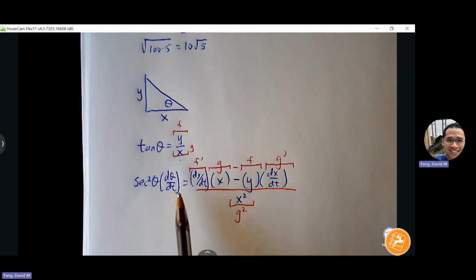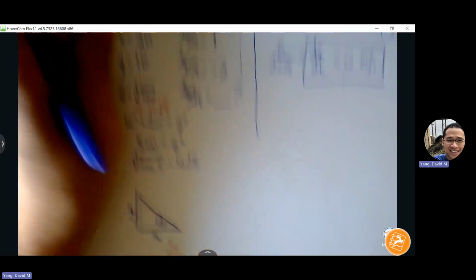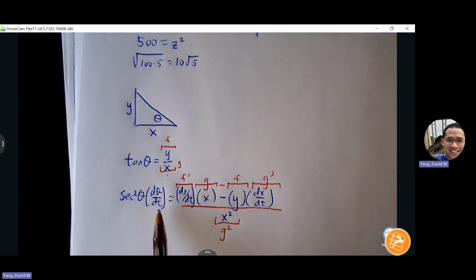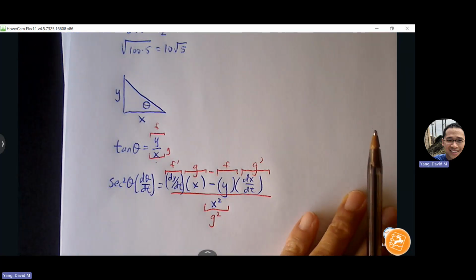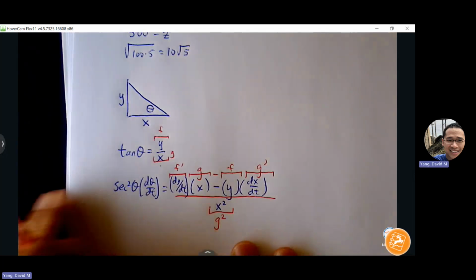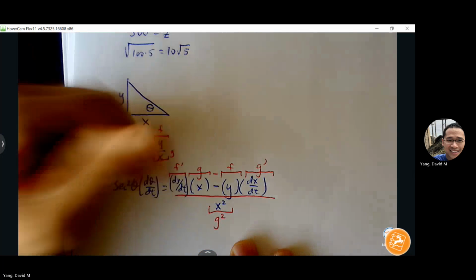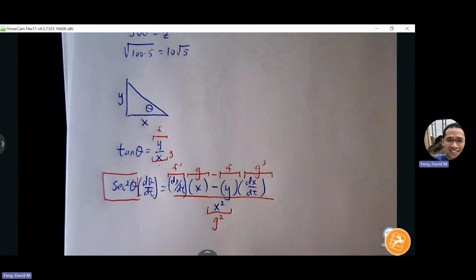So technically, we have everything available for us to use, right? We have dy dt, we have x, we have y, we have dx dt, we have x squared. We're looking for d theta dt. And then what's the last piece of the puzzle that we have to focus on finding? Okay, not theta. We want to find what? Secant of theta. We want to find secant of theta, and then we can square that resulting. So let's go to the side and figure out what secant of theta is. Once we do that, then we can put everything in and we can go through our calculations.